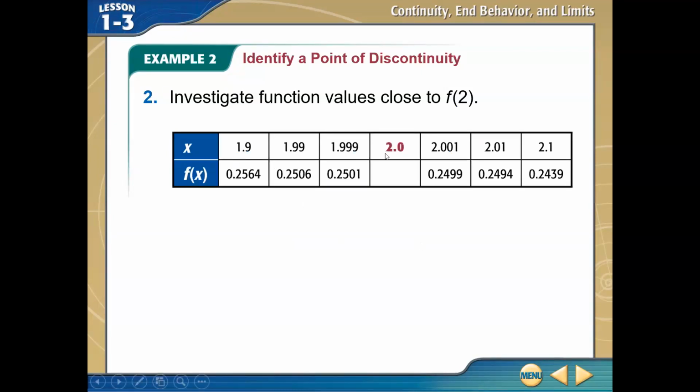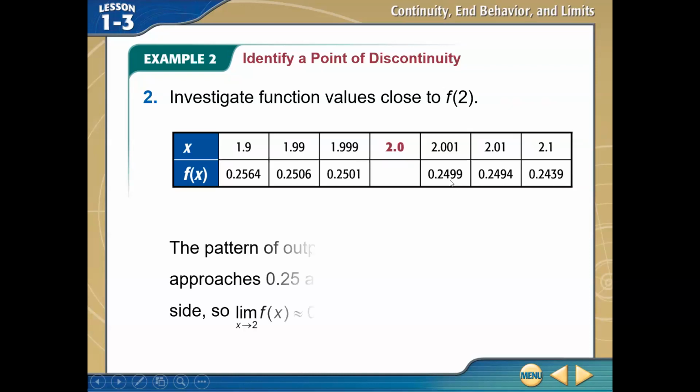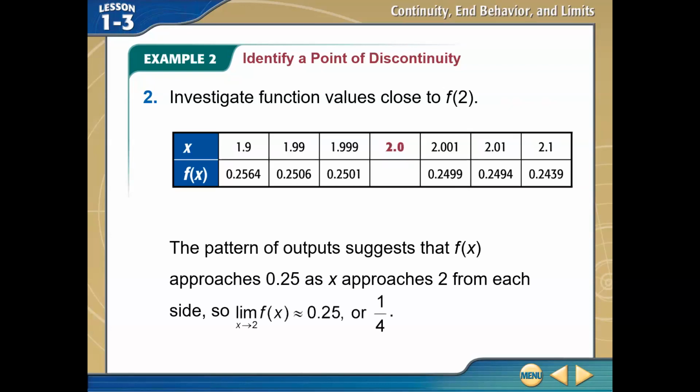Okay, here I'm building my table of values. You can see as I get closer and closer to 2, I get closer and closer to 0.25. Okay, that's coming from the left and from the right. Once again, I'm getting closer and closer to 0.25. So the limit's going to exist, and the limit's going to be 0.25, or 1/4.